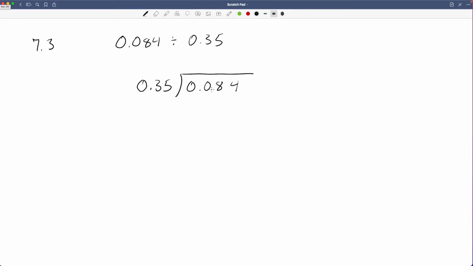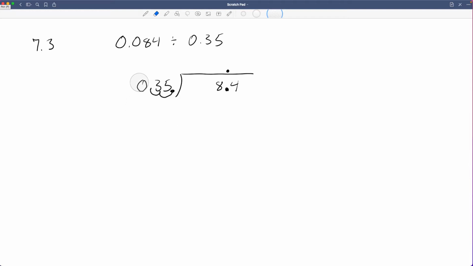So we put our dividend here. The dividend is the number that's being divided. The divisor is the number that's doing the dividing. That's the number of groups we have to have. So the divisor here, we have 1, 2 decimal places. So we're going to move in the dividend 1, 2 decimal places, and we're going to move that decimal up here to the top. Now, if you have zeros in front of these numbers, you can ignore them.